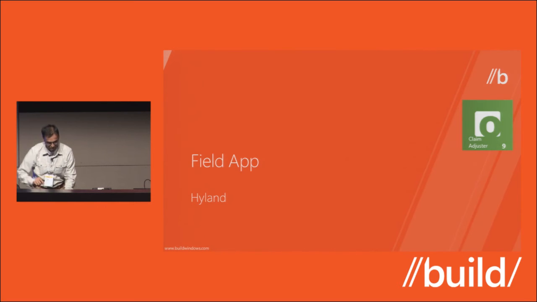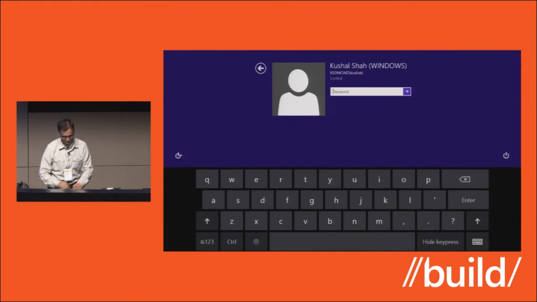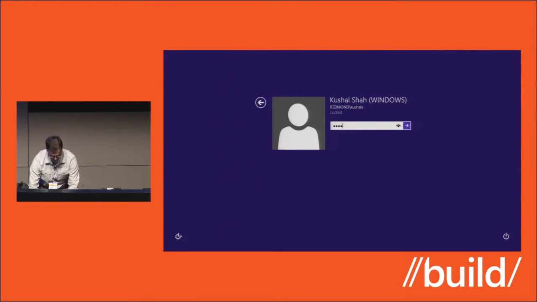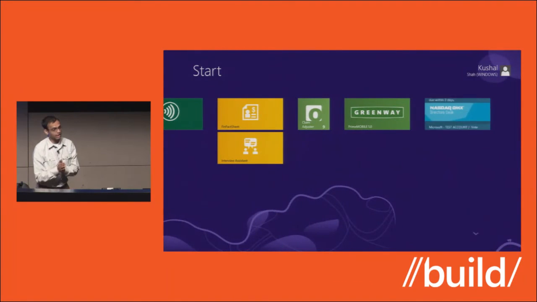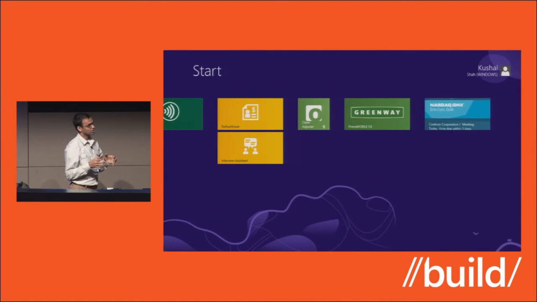So let me quickly switch. I go to 3. And the app here is the Claim Adjuster app. The app name is OnBase. It's used by insurance claim professionals to assess the claims, go to the inspection sites, take the right decisions, and move the workflow.